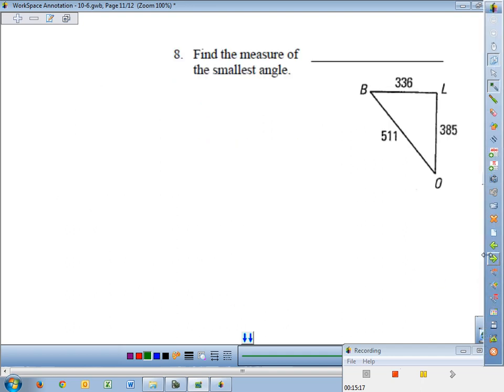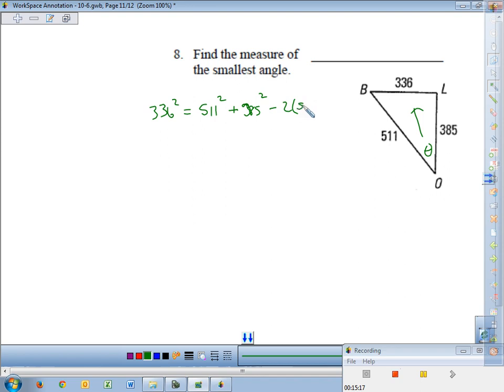Finally, find the measure of the smallest angle. The smallest angle is, of course, across from the smallest side, so that's our theta right here, or a big X, or a big O, whatever it is. So I will set it up as the side across from the angle that I'm looking for, 336 squared, equals the other two sides squared. And these are going to be some large numbers when we deal with them. Minus 2 times 511 times 385 cosine of theta, or big X, or whatever you have.